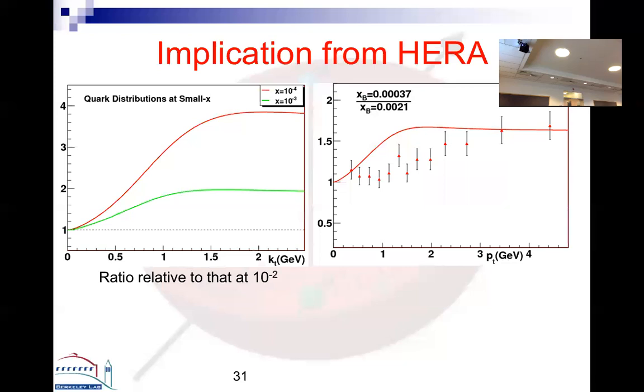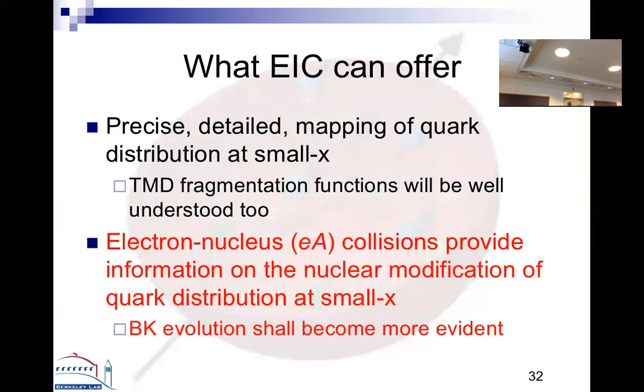I mean, HERA is a fantastic machine. The only problem is we don't have really precise data for this kind of observable. So we are recently trying to look back at the HERA data to see what we can learn from it. But we are not really motivated, because the error bars from HERA data kind of prevent us from getting any sensible result.